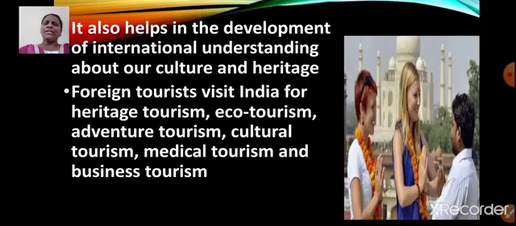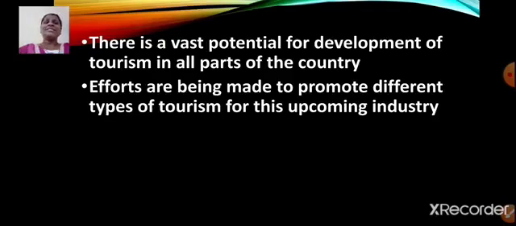So why do foreign tourists visit our country? Yes, for heritage tourism, ecotourism, adventure tourism, cultural tourism, also for medical and business tourism. Okay. There is a vast potential for development of tourism in all parts of our country, and efforts are being made to promote different types of tourism for this upcoming industry. So students, there is a good scope for the tourism industry in our country.